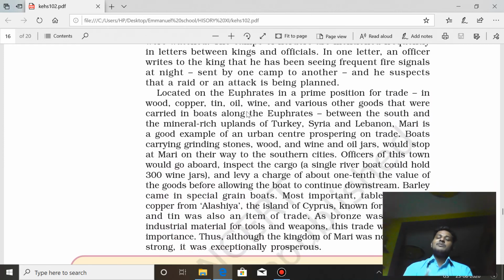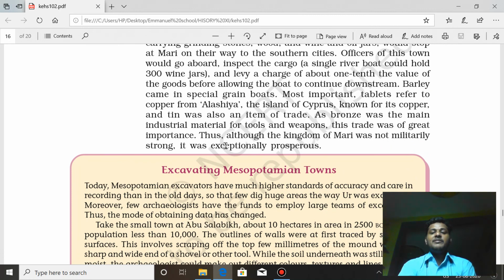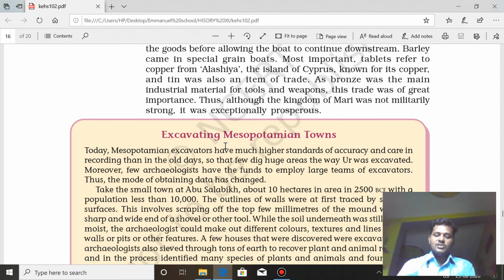Then we came to know that Mari is considered to be in a prime position for trade, because it is located on the banks of the Euphrates, and the goods brought from Turkey, Syria, and Lebanon all crossed to the south through Mari. Thus, there were officers who used to supervise the cargo and also levy some tax over it, and thus there was a lot of income for the city. Alasia is the place from where the very famous copper was traded, and this trade is known for tin and even bronze. So Mari was not militarily very strong, but it was exceptionally prosperous economically. So that is all we discussed in this.